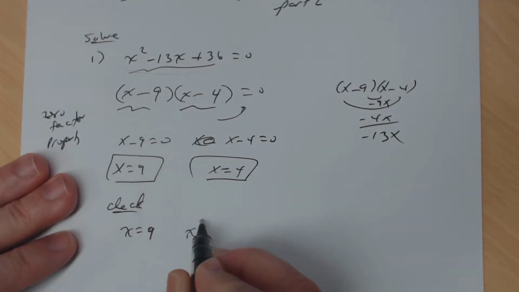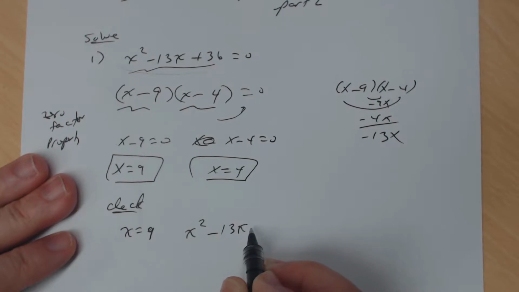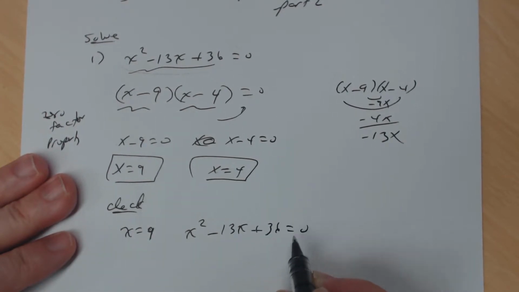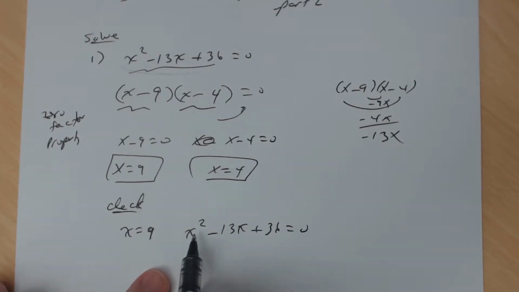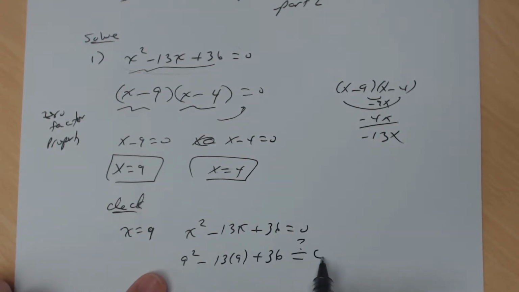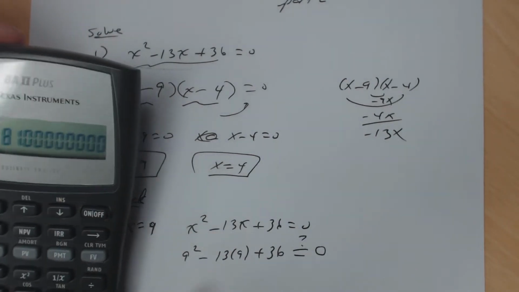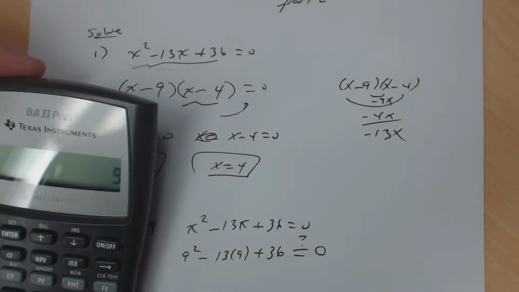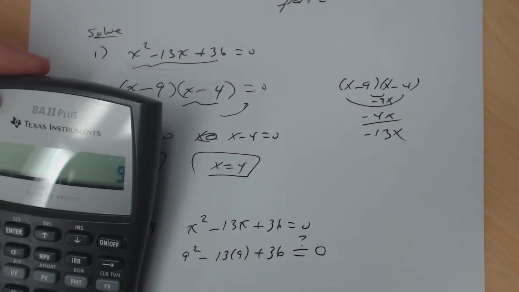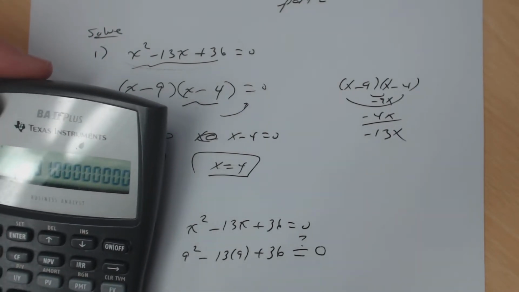So I have x squared minus 13x plus 36 equals 0. So wherever I see an x, I'm going to plug in 9. So I get 9 squared minus 13 times 9 plus 36, and I want to see that's equal to 0. Well, use your calculator. So 9 squared is 81.